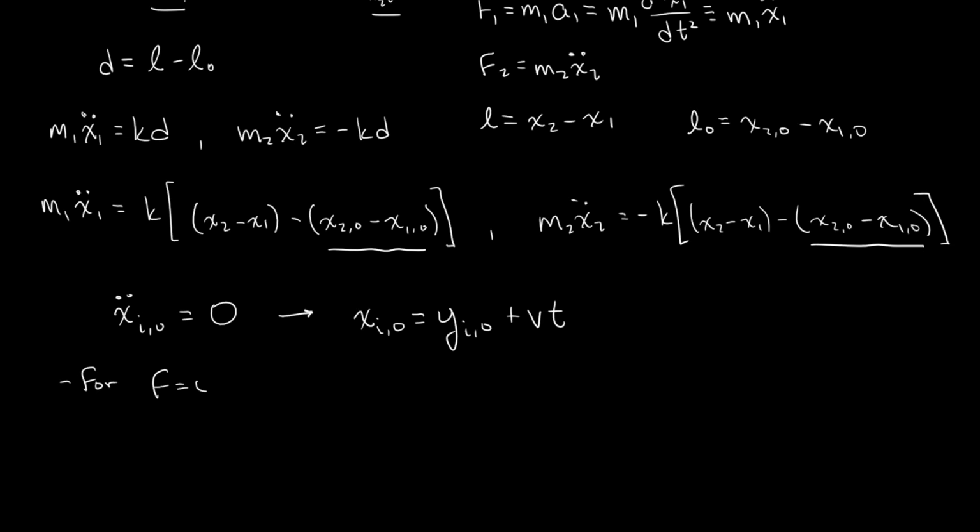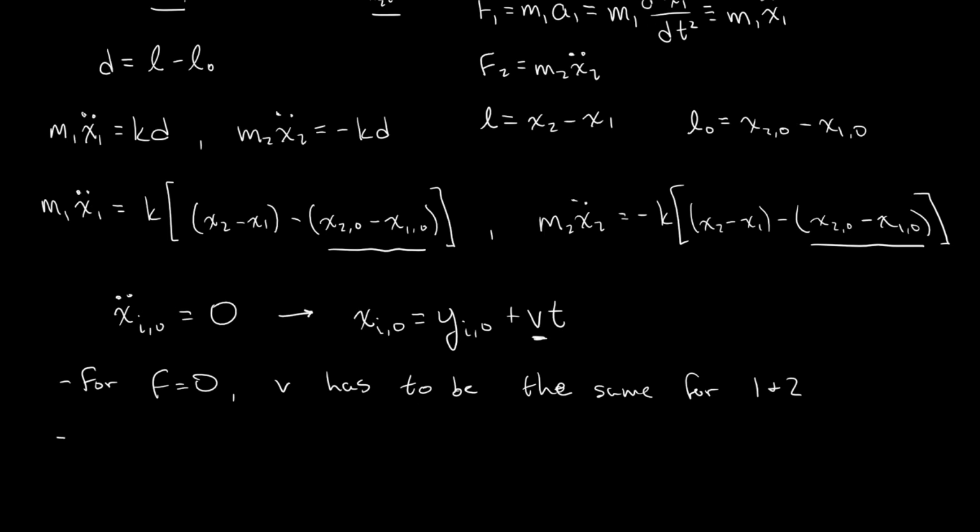Now notice that for f to be 0, v has to be the same for 1 and 2. Otherwise, if mass 2 is traveling faster than mass 1, then obviously the spring is going to stretch, and you're going to start feeling forces. So this v is the same between x1 and x2. That's why I wrote it as x_i in this case.